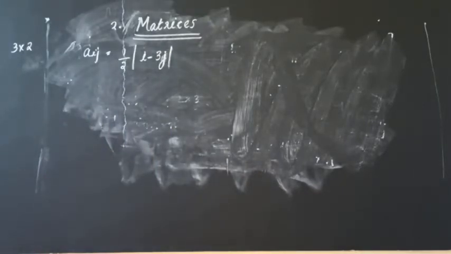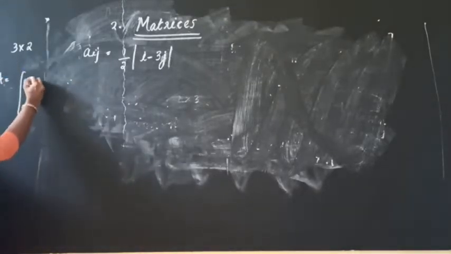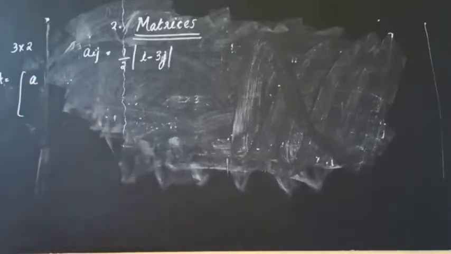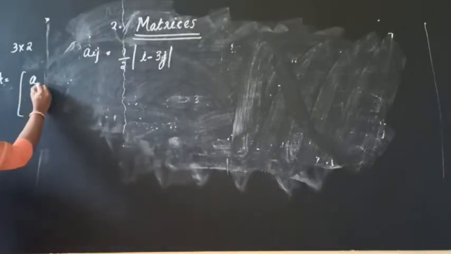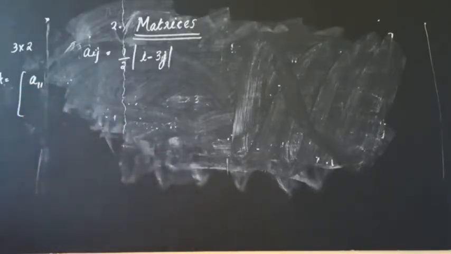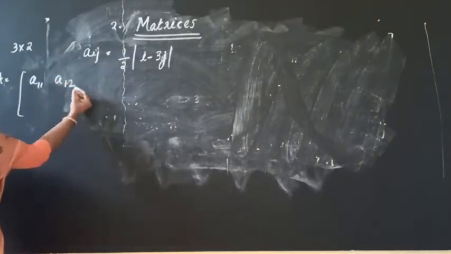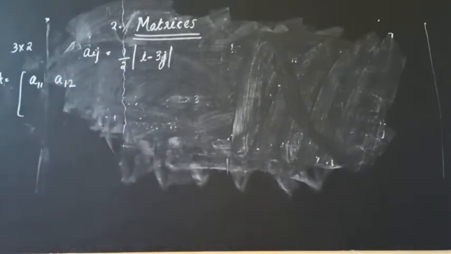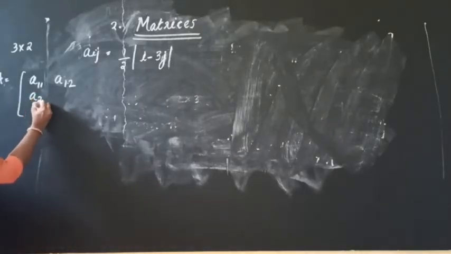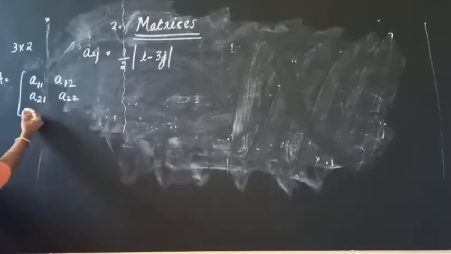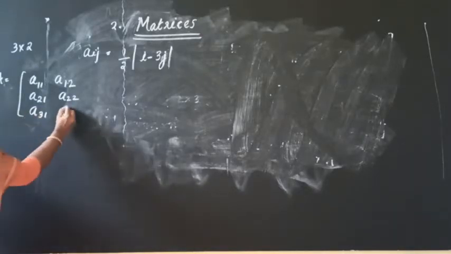Let's see how to construct a matrix. For that, what is the order of the matrix? 3 by 2. So we can write the order is 3 by 2. That means how many rows? 3 rows. How many columns? 2 columns. So the first element A11. Second, what is the second element? A12. Do we want to write next? Only 2 columns. The next is A21, A22. Next A31. 3 rows are there. Then A32.